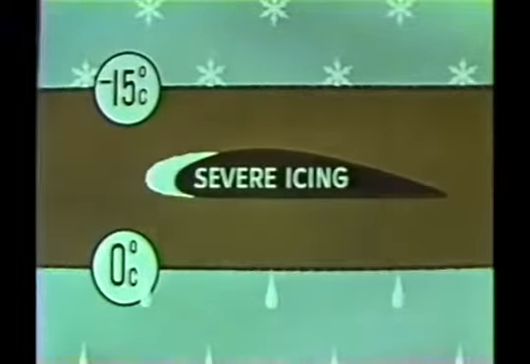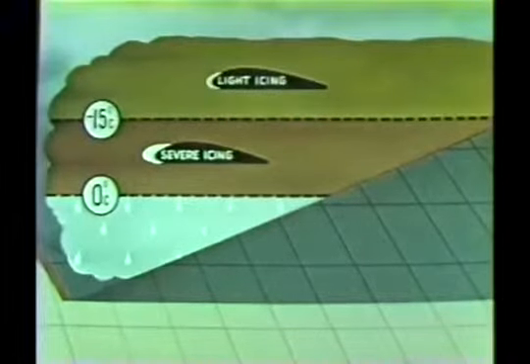In the area where the temperatures are between 0 degrees and minus 15 degrees centigrade, the clouds are composed of a mixture of ice particles and supercooled water droplets. Because of the presence of water in liquid form at sub-freezing temperatures, this is the area where you may expect severe icing conditions. In the area where the temperatures are below minus 15 degrees centigrade, the clouds are composed mostly of ice crystals, and normally a light formation of ice will be encountered.